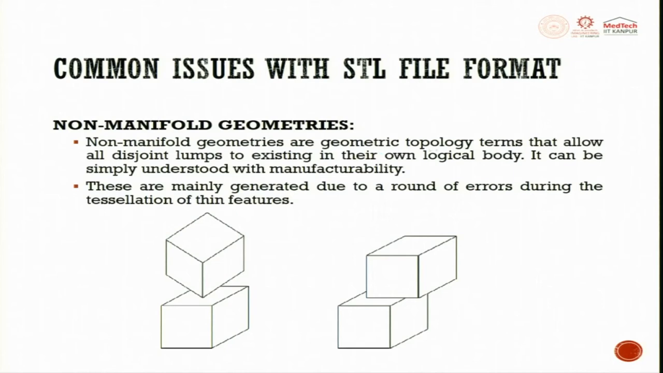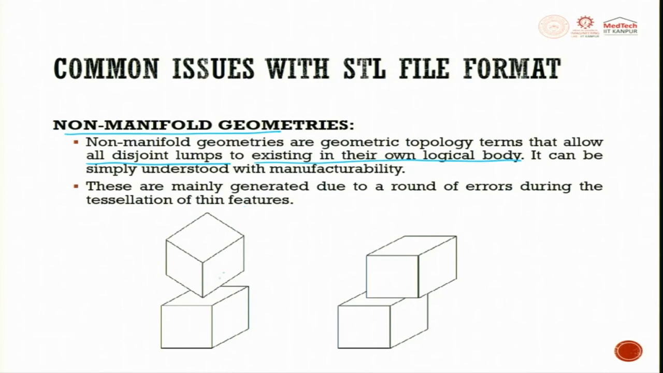Non-manifold geometries are geometrical topological terms that allow all disjoint lumps to exist in their own logical body. It can be simply understood with manufacturability. Here all disjoint lumps exist in their own logical body. These are mainly generated due to rounding off errors during the tessellation of thin features.